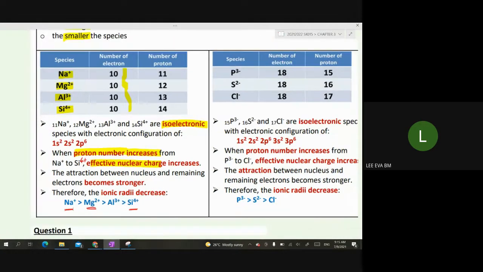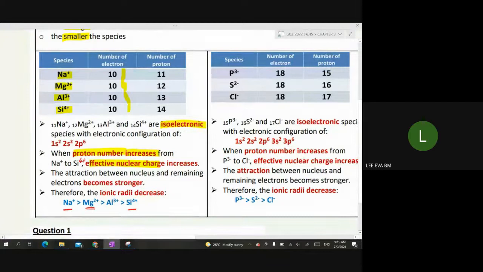So is that all right for the first example for sodium positive until silicon 4 positive? Any questions? Ada soalan nak tanya?